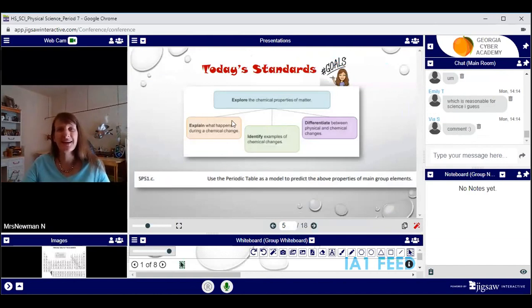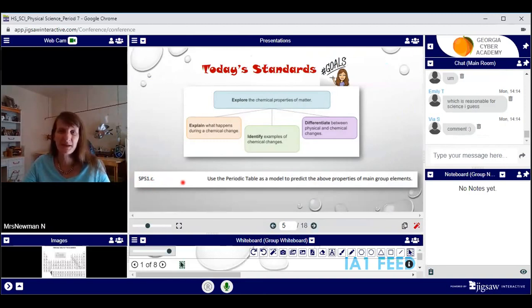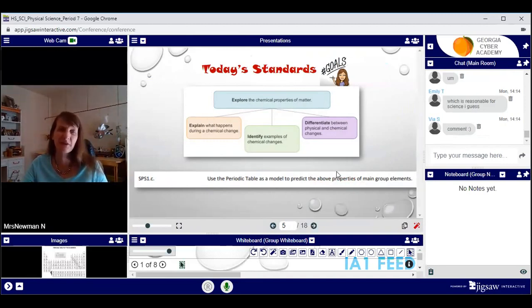And moving on. So today we are going to look at chemical properties. We are finishing up standard SPS 1C, which is using the periodic table to predict properties. So today we're going to finish by identifying chemical changes, and most prominently, we need to be able to differentiate physical from chemical changes.